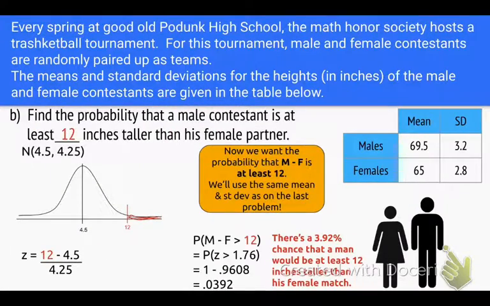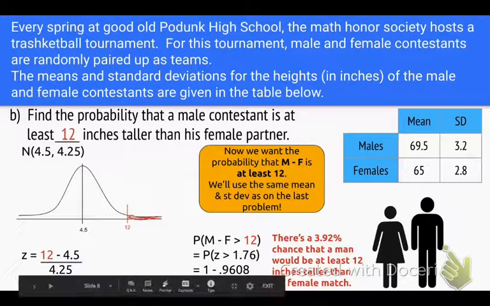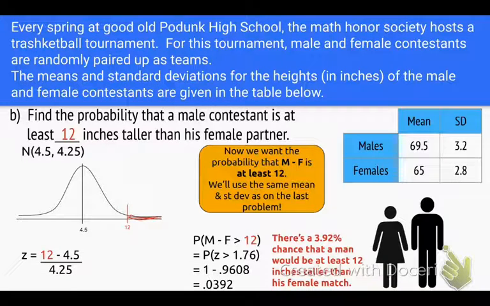For part B, find the probability that a male contestant is at least 12 inches taller than his female partner. So now we want to find the probability that m minus f is at least 12, right? So 12 or higher. So again, we're going to use the same mean and standard deviation because we're still doing m minus f, so that's unchanged. Now, my breaking point is at 12, and I want it to be at least, so I'm going to go higher than 12. So find your z-score for that. 12 minus 4.5 over 4.25 gets you 1.76.